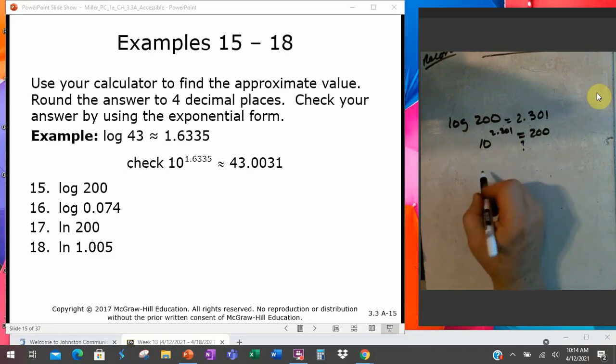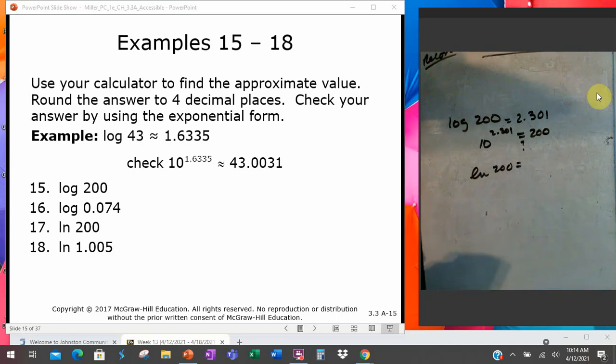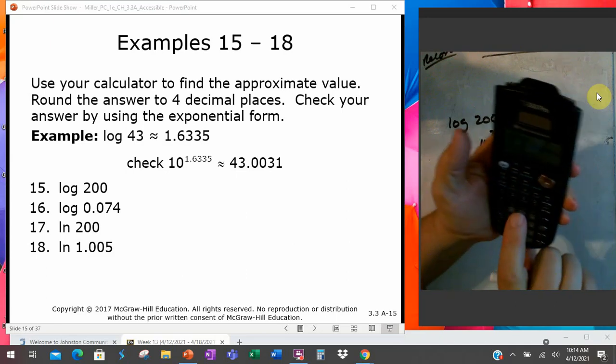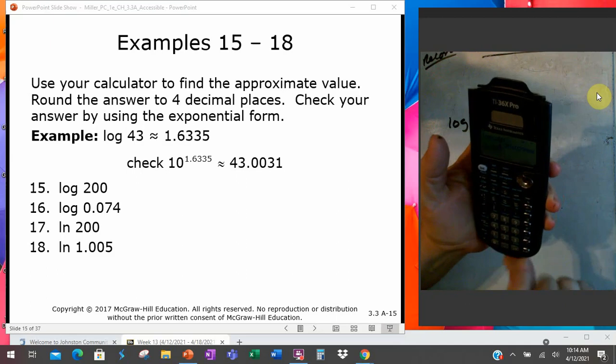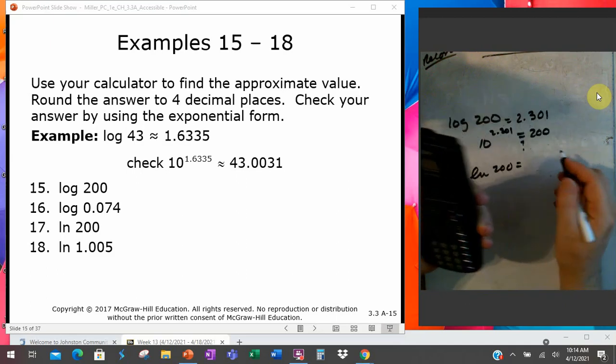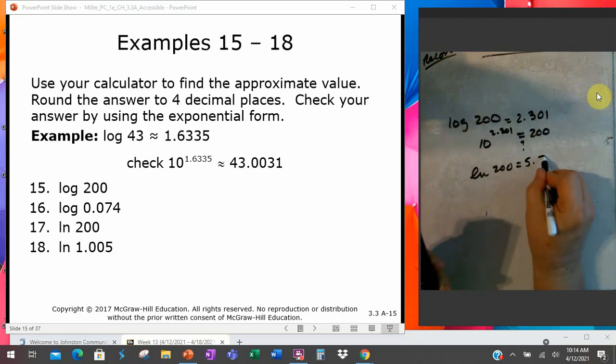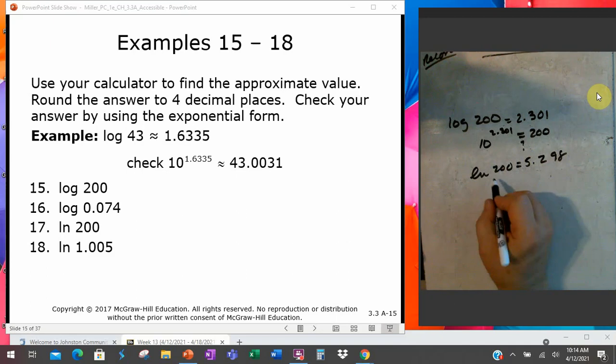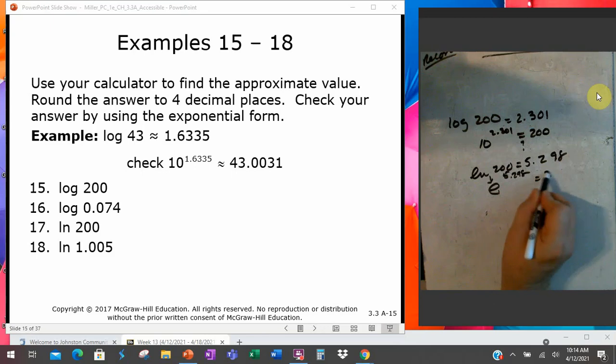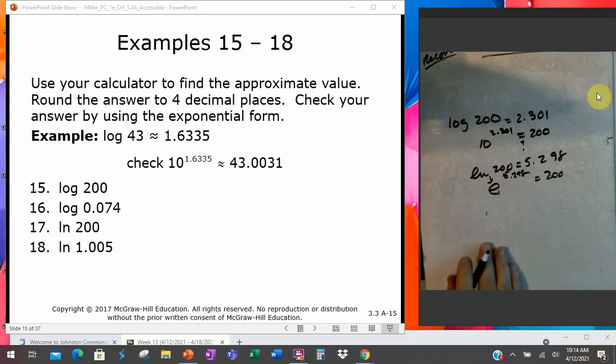How about the ln of 200? I'll hit the ln one time, then 200, and that gives me 5.298, which says that if I raise e, that base, to the 5.298, I should get 200.